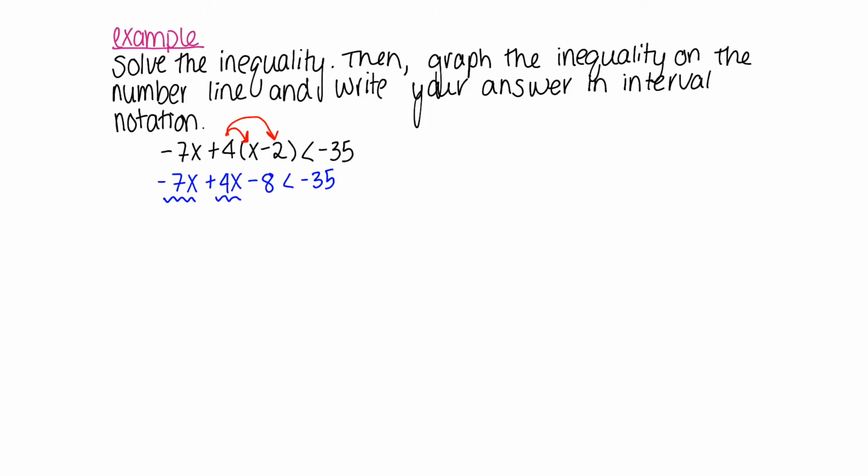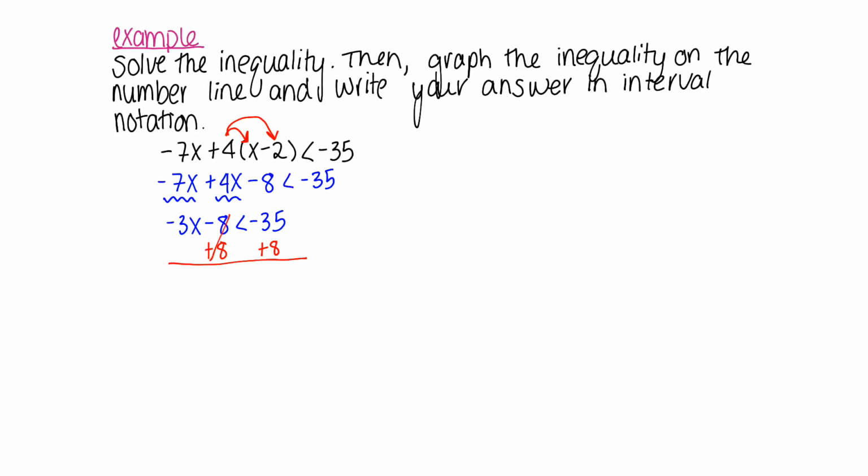Here we have like terms that we can combine together. Negative 7x plus 4x is going to give me negative 3x, and I'll leave the minus 8 still there, less than negative 35. We actually don't have to move any x's around. We can leave the x's on the left-hand side. I do need to move that 8 over, so it's minus 8, so I'm going to add 8 on both sides.